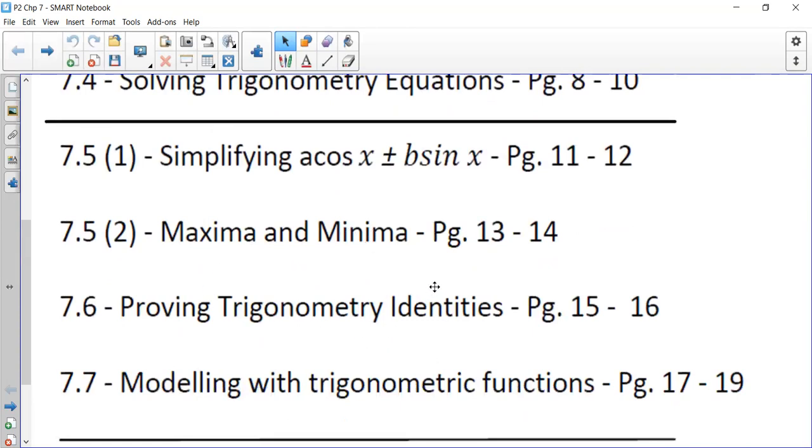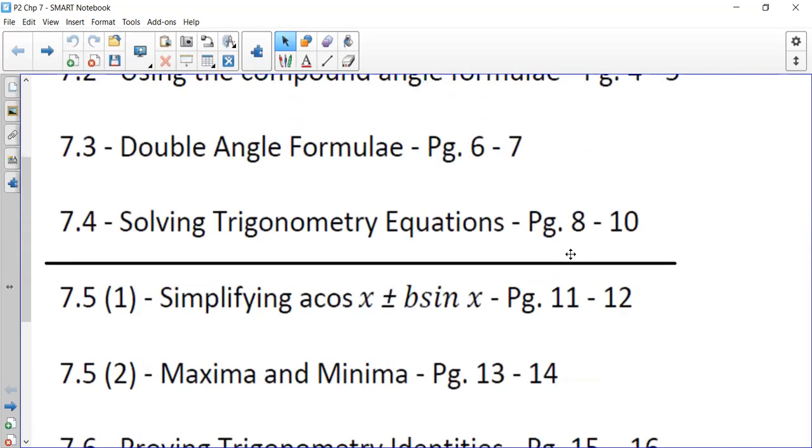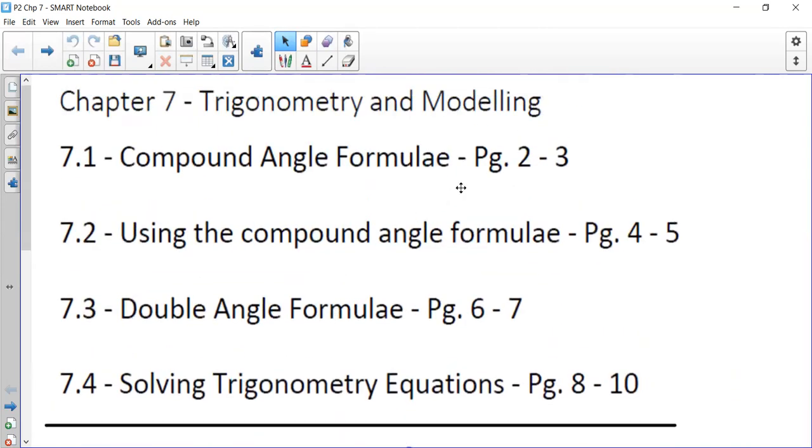Modeling, you will see nearly every single year, at least one per year. And it usually carries quite a bit of marks, like 8 to 10 marks. So let's have a go at learning new formulae.